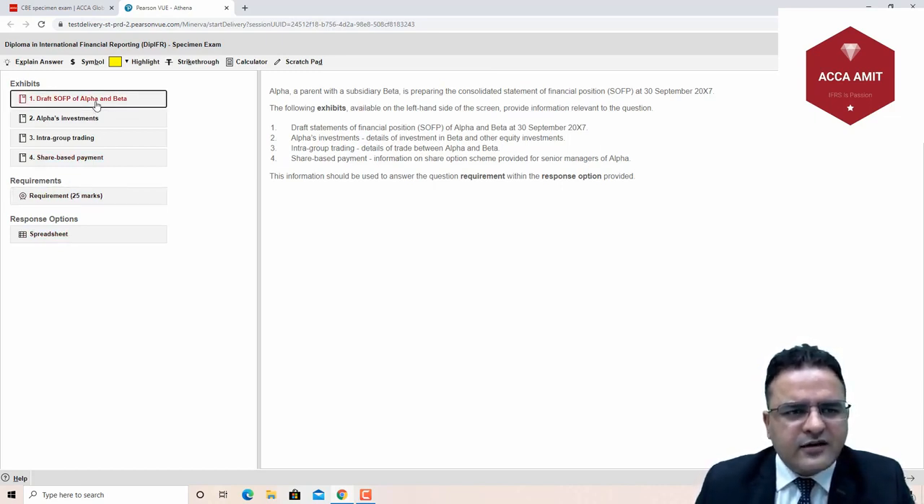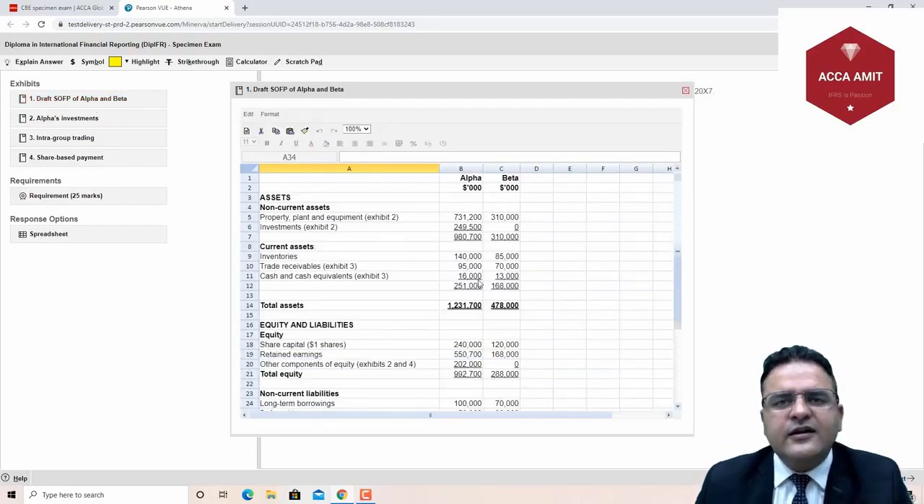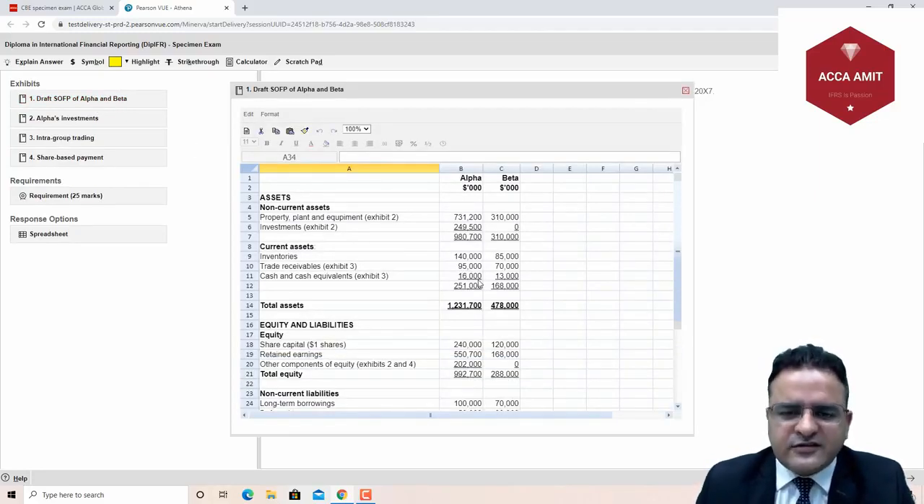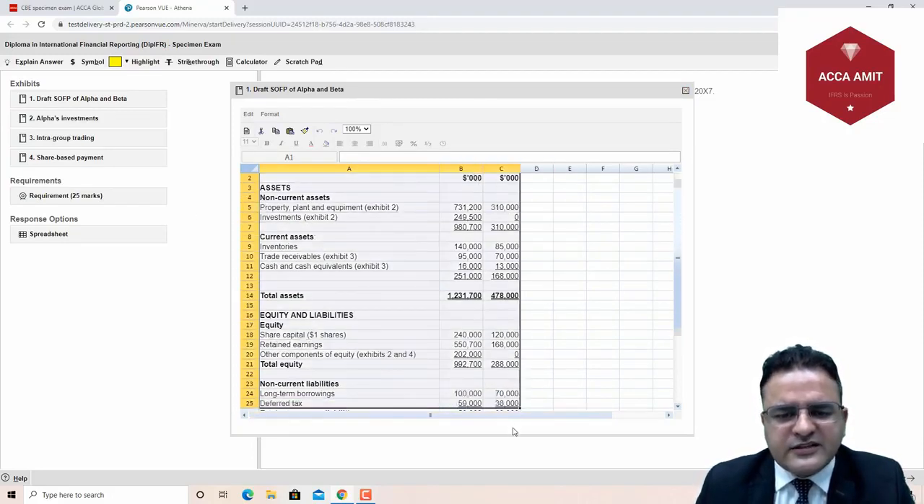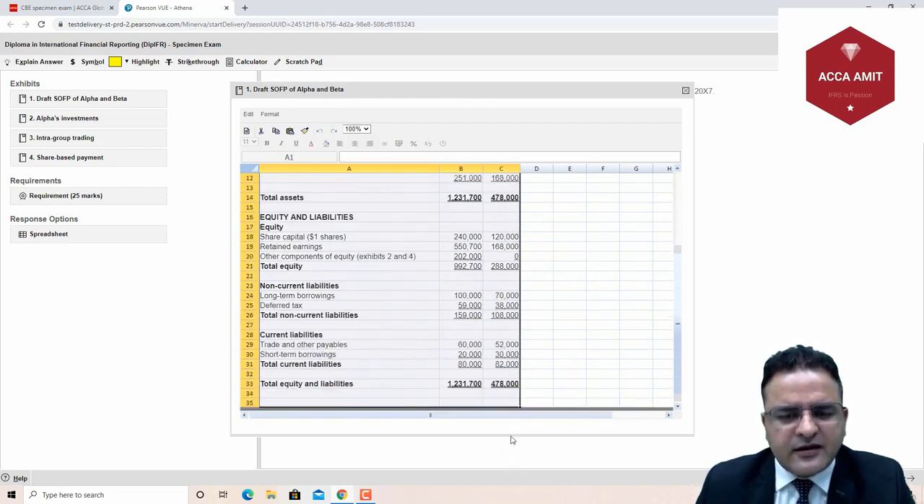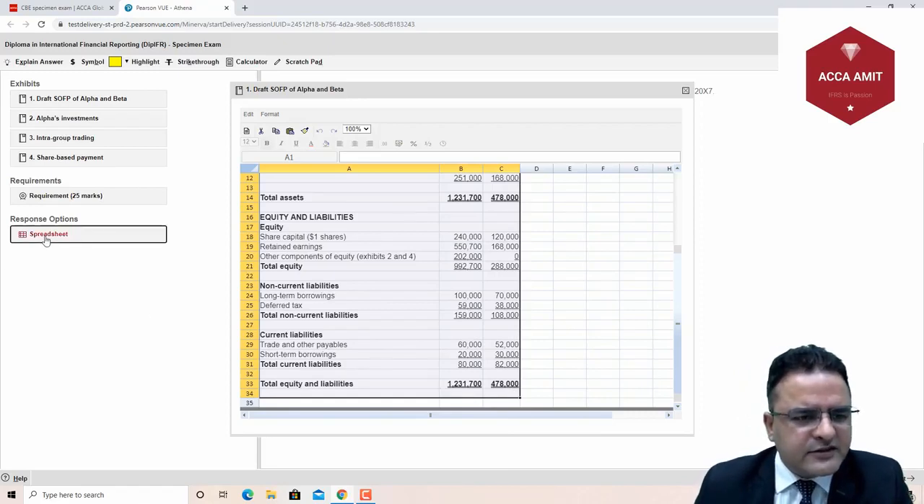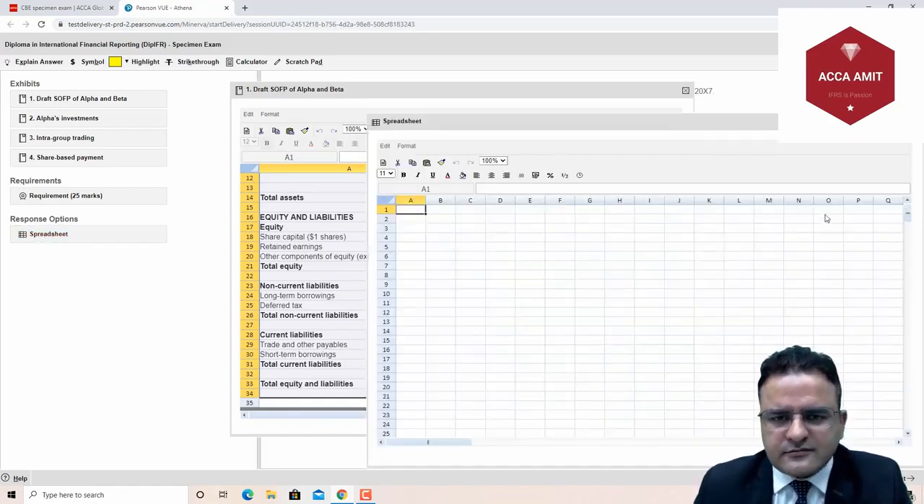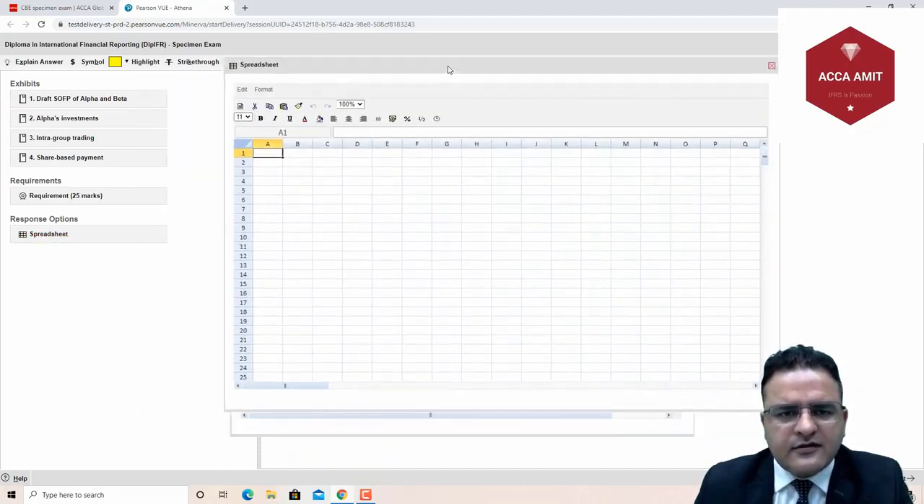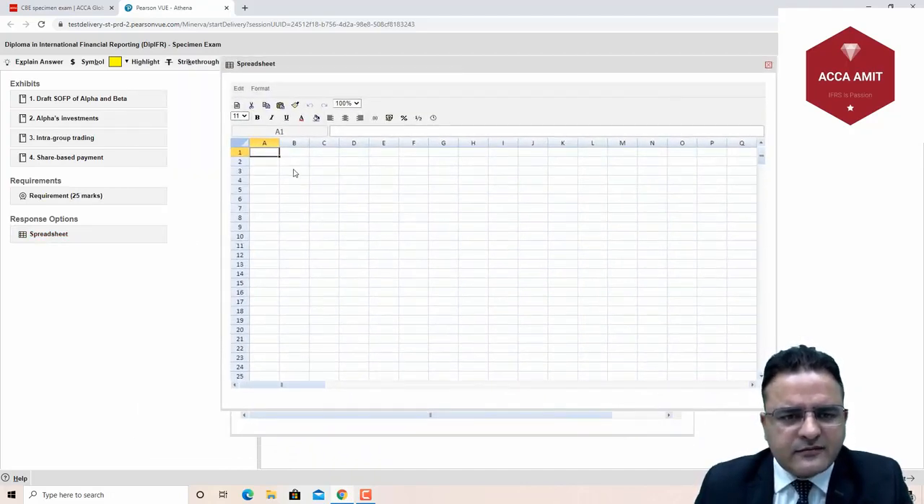We are given the draft financial statements of Alpha and Beta. The moment you look at them, since we need to prepare consolidated financial statements, the first thing to be done is copy and paste this content, because you cannot make any changes in this sheet. So let's copy it and take it to the spreadsheet. This is how the spreadsheet will look.